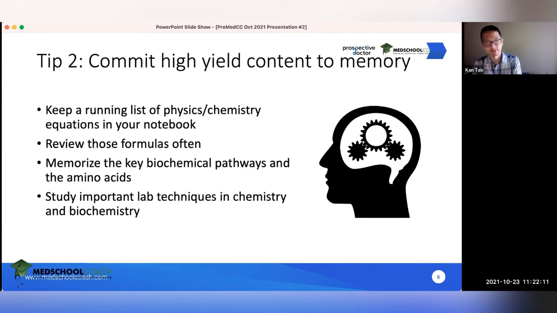So you want to have the same approach for MCAT, just commit high yield content to memory. And it's not just for equations and constants, but especially for biochemistry, your biochemical pathways and your amino acids, right? By the time you take biochemistry, you'll recognize it's often very common that students have to have the 1-letter codes, the 3-letter codes, the structures of the side chains of all 20 amino acids memorized. They also have to have the entire cellular respiration pathway memorized, right? So glycolysis, Krebs cycle, electron transport chain. A lot of this content, if you start memorizing it in your college courses, it makes it easier to do so when you're studying for the MCAT.